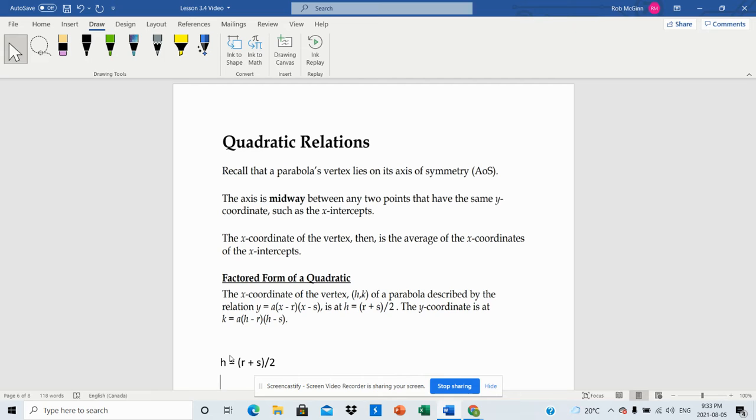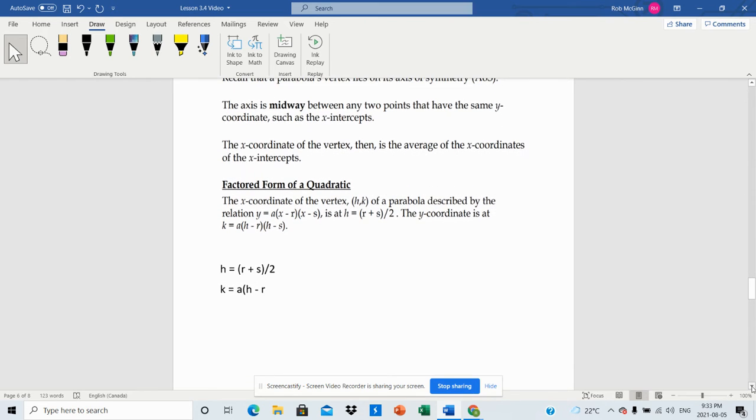Once we've got that, the y coordinate is at k equals a times (h minus r) times (h minus s). Let's just scroll down a bit so you can see that. And that's going to give us the y coordinate of the vertex, also known as k. So we can use these formulas from factored form to find the vertex. And if we know the vertex and we know the x-intercepts and the y-intercept, we can roughly sketch out the quadratic relation.